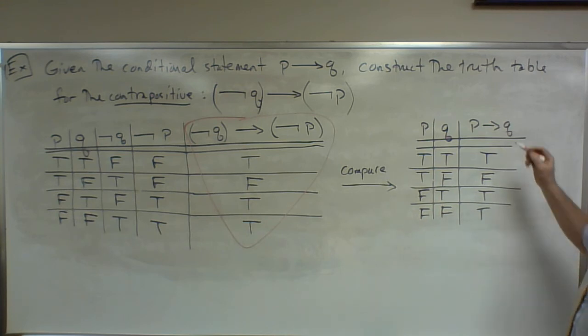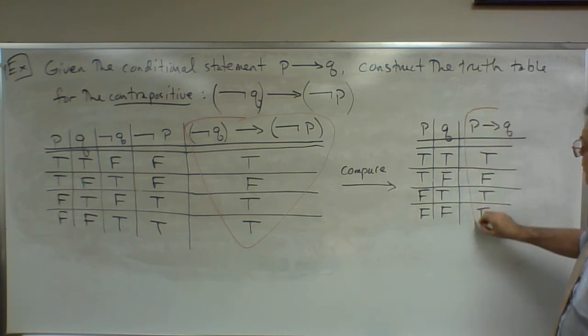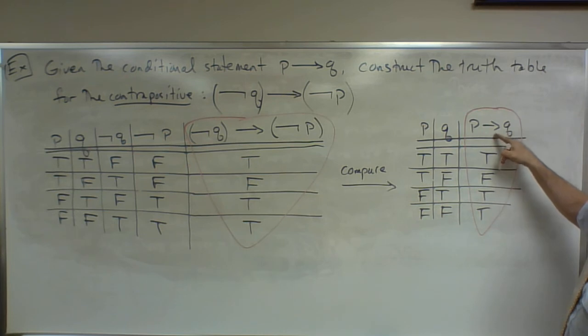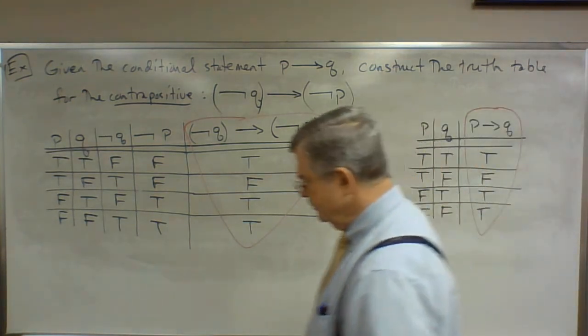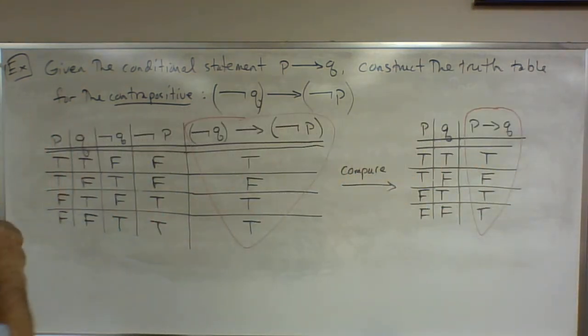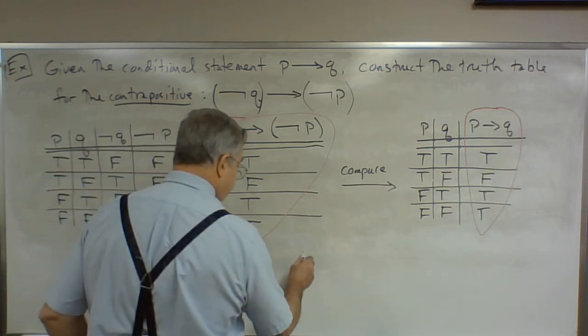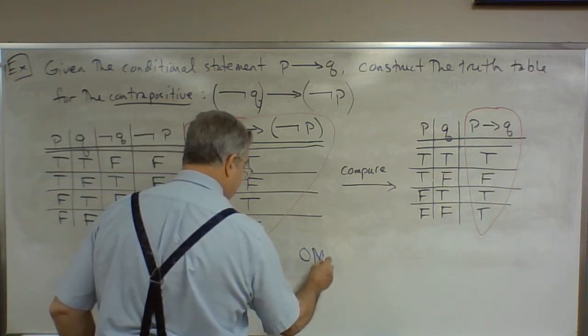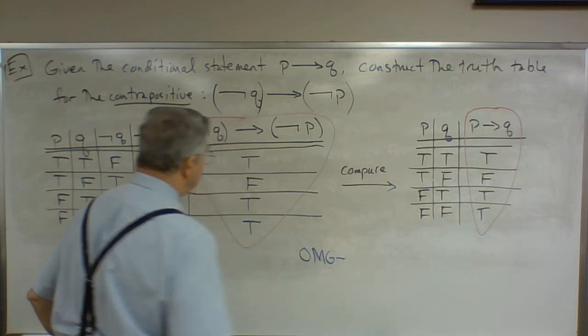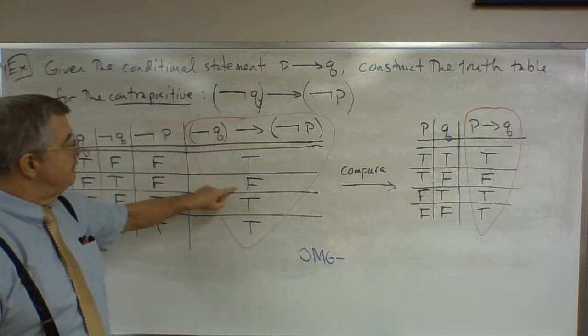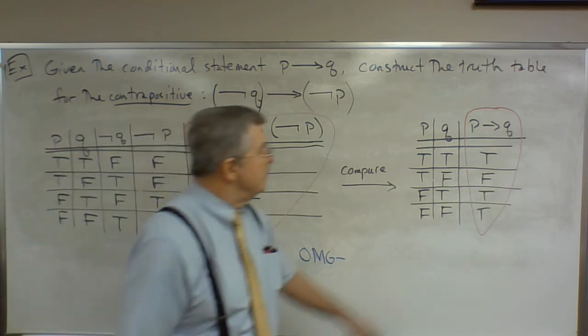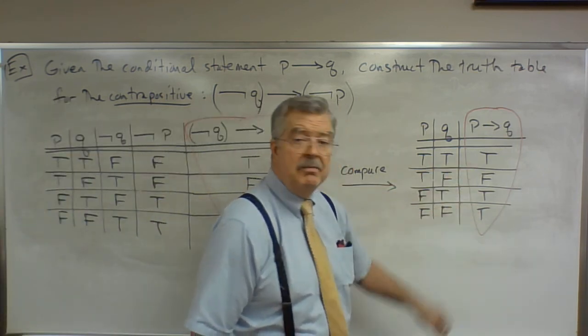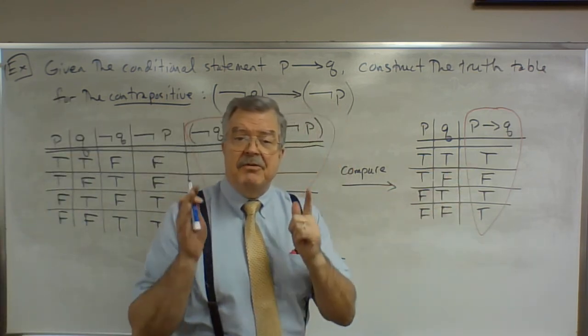Now I wonder why it is that I wanted to do the truth table for the original conditional, P implies Q. I got to get my blue marker out for this. Look at this. True, false, true, true. True, false, true, true. They're the same truth table.